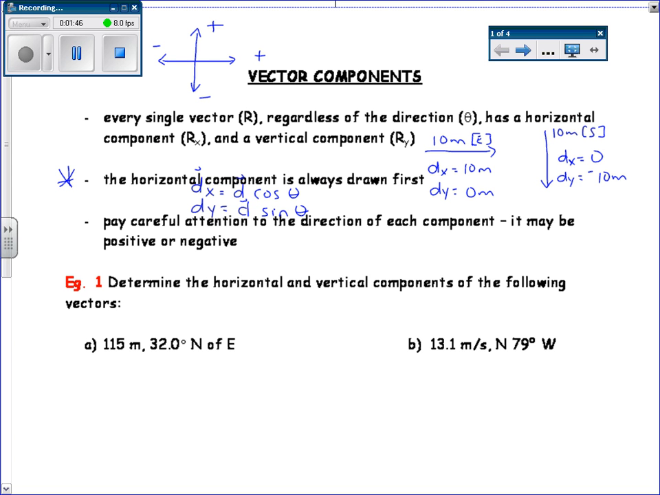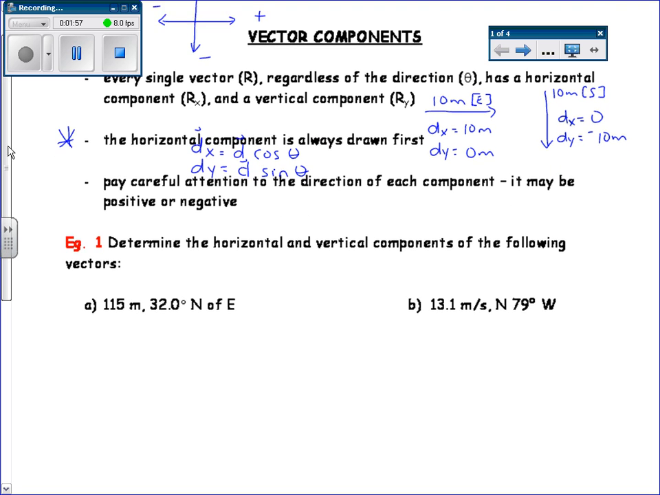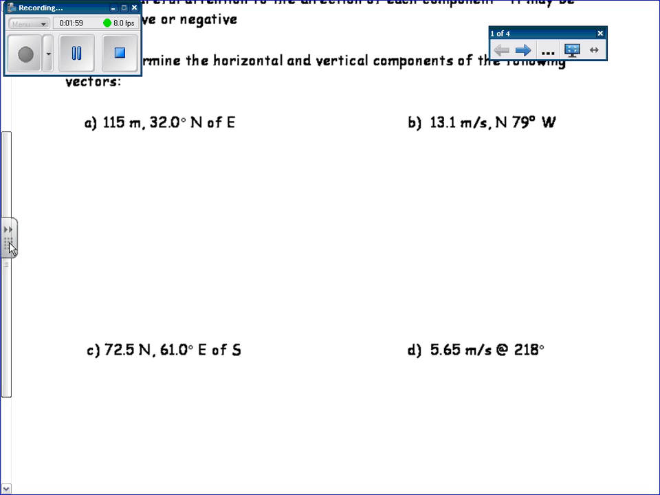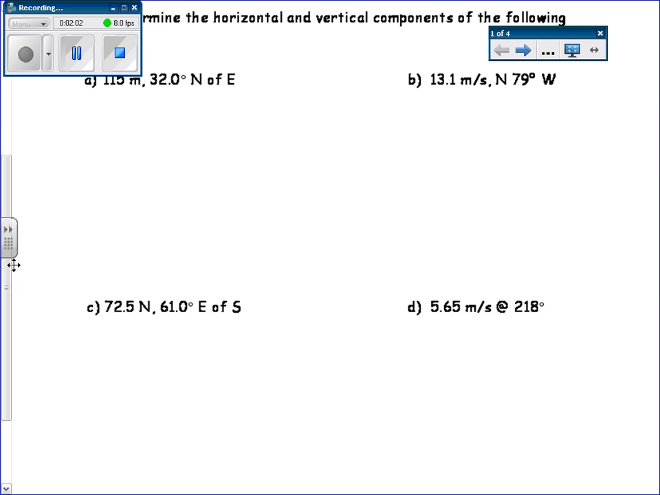So you want to pay careful attention to the direction of each component, because once you've found the components, you need to make them positive or negative depending on if they're north, south, east, or west. So we'll just do an example of finding components here, and I have included vectors in all 4 quadrants. Just to remind you in terms of quadrants, not only is north and east positive and south and west negative, if we remember from math, this is quadrant 1, this is quadrant 2, this is quadrant 3, and this is quadrant 4.